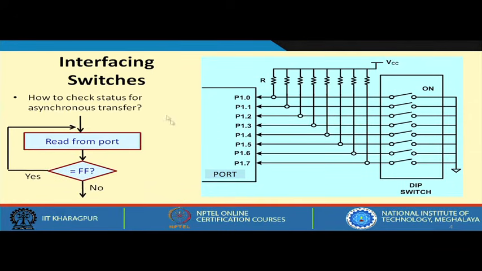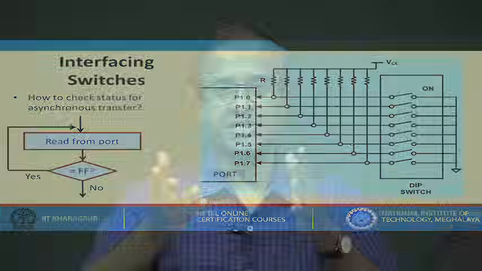So, here let us see how we can check the status for asynchronous transfer, because you recall for asynchronous data transfer or handshaking, we mentioned that the CPU will be continuously checking the status of the device. Are you ready? Are you ready? If it is not, it will go back and check again. So, when the device is ready, then only it will come out and read the actual data. So, here checking for the status is very easy.